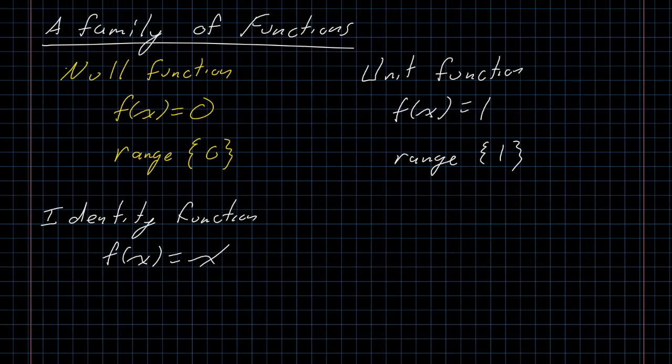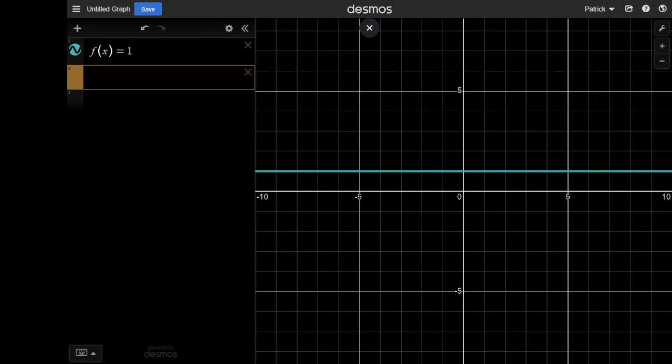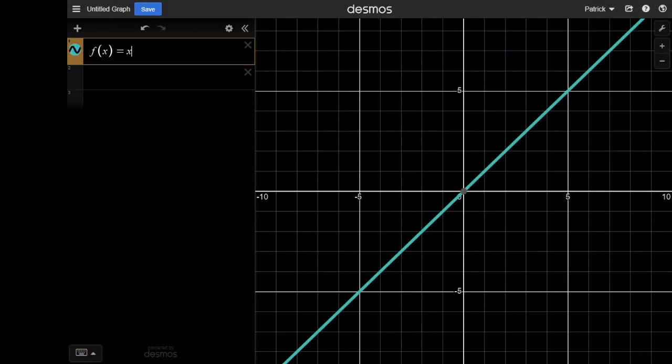The identity function, f of x equals x. The range of this one is all real numbers. You know what the graph of y equals x looks like. It is the slant line at 45 degrees, but I can come over here real quick and I can graph that so we can see it on the screen. Again, nothing too exciting happening there, but it is something we can talk about, so now we've talked about it.